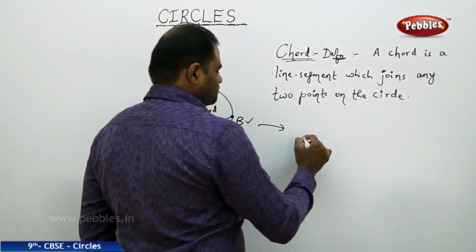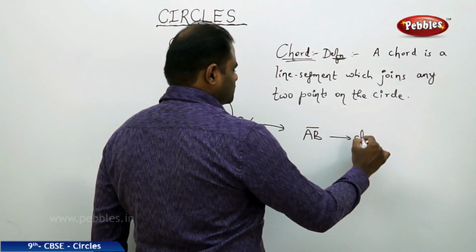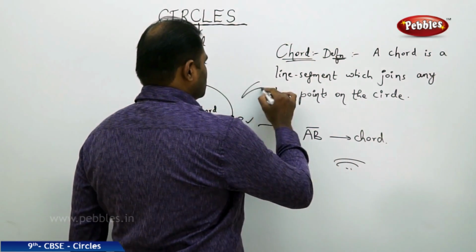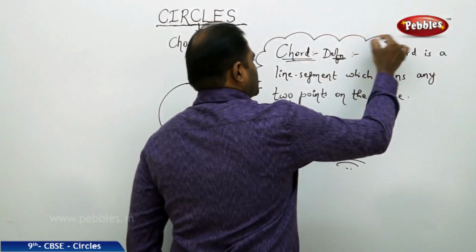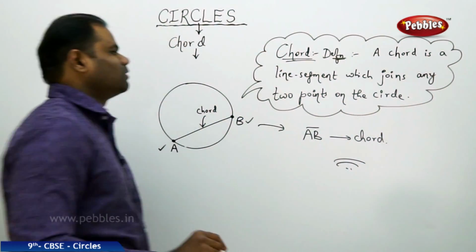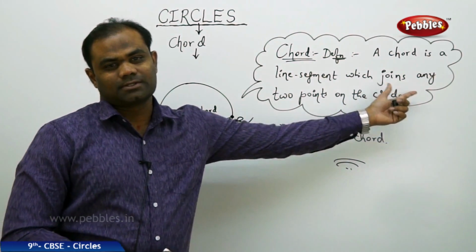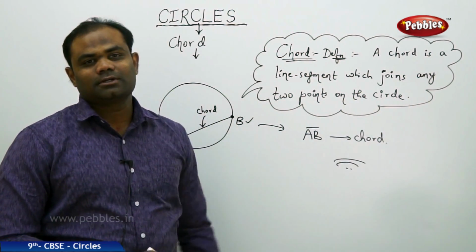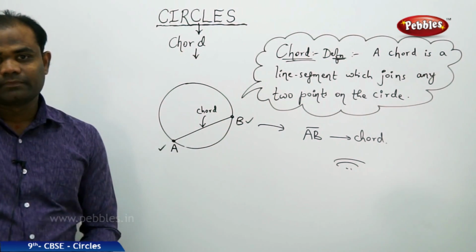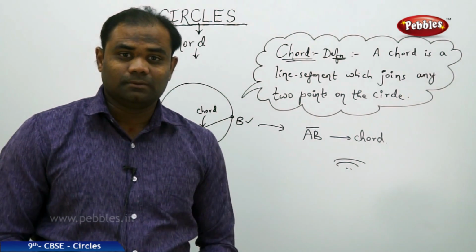So in this diagram, line segment AB is the chord. This is how I understand the definition of the chord. A chord is a line segment which joins any 2 points on the circle. In this case, AB being the chord. This is how I understand a chord connected with the circle.